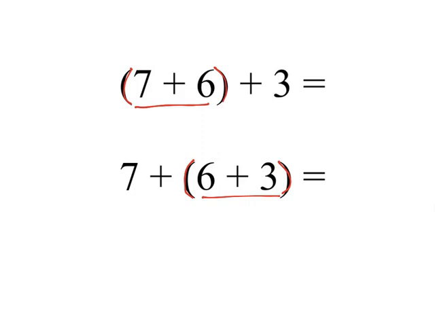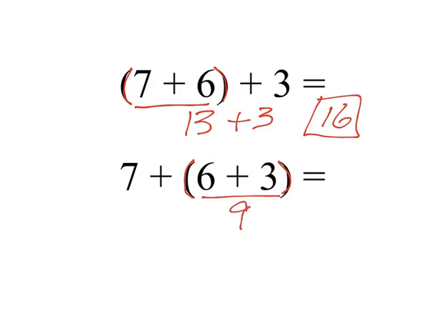But in the first one, the parentheses are around 7 plus 6, and in the bottom, they're around 6 plus 3. Now, according to order of operations, we're supposed to add 7 plus 6 first, and we know that that's 13. And then we add the 3, and 13 plus 3 is, of course, 16. And so my answer here is 16. In the bottom, we know that we are supposed to add 6 plus 3 first to get 9. Then we add our 7 plus 9, and we still get 16. So either way we do this, we end up with the right answer.